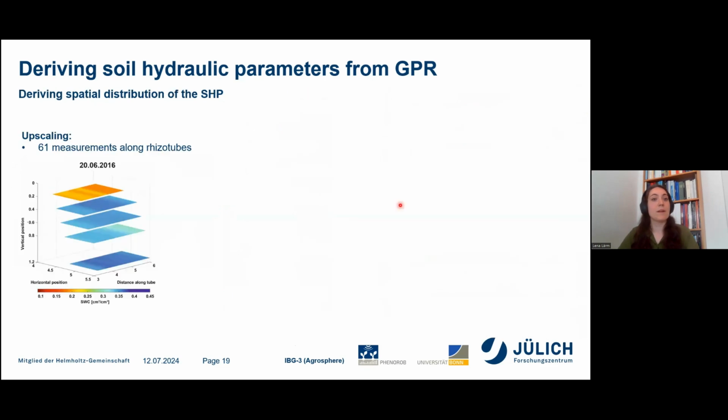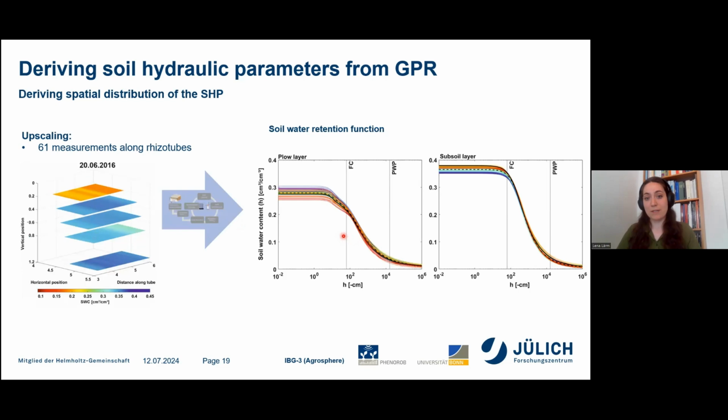And the next step of the study was, since we have values from the rhizotubes along them, we can derive a spatial distribution of our soil hydraulic parameters. So we have 61 measurements that we can use. And what we did was 61 1D inversions, which gives us a distribution of our soil hydraulic parameters.